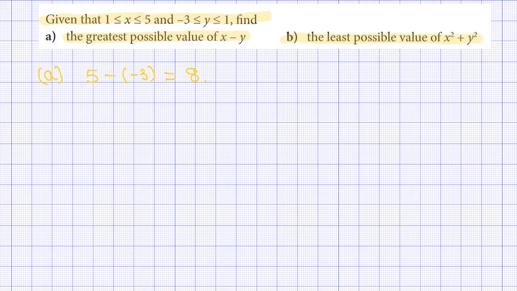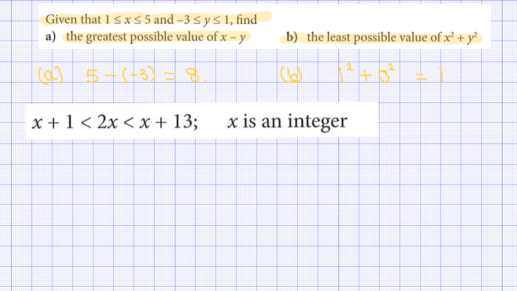In B, we want the smallest x value, which is 1, plus the smallest y value, which is 0. 1 squared plus 0 squared is 1. In this example, x plus 1 is less than 2x, is less than x plus 13. X must be an integer.